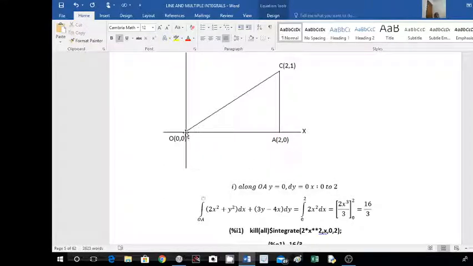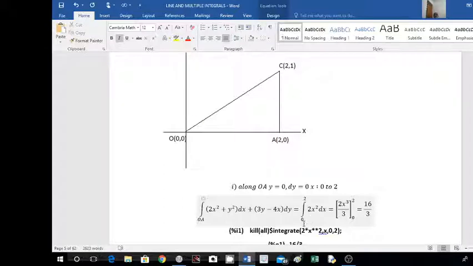Then from this point to this point, what is the value of x here? x is 0 here, x is 2 here, x ranges from 0 to 2. Here we have to put y equal to 0, dy equal to 0, and integrate with respect to x from 0 to 2. So along OA, y equal to 0, dy equal to 0 means this whole term becomes 0. That is just 2x square into dx here.